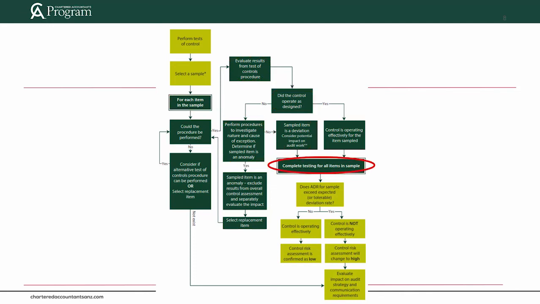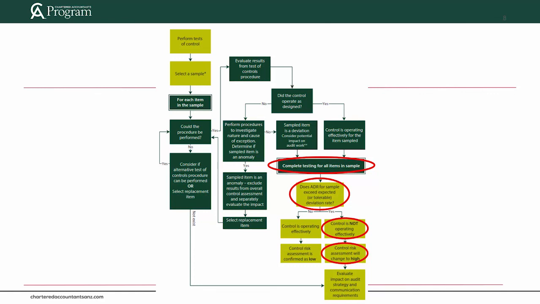Then, after ensuring all samples have been tested, compare the actual deviation rate to tolerable deviation rate. If the actual deviation rate is less than the tolerable deviation rate, then the control is operating effectively, and the control risk is confirmed as low. Otherwise, the control is not operating effectively, and the control risk changes to high.